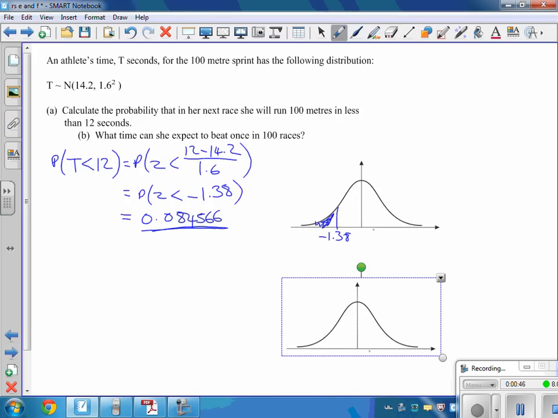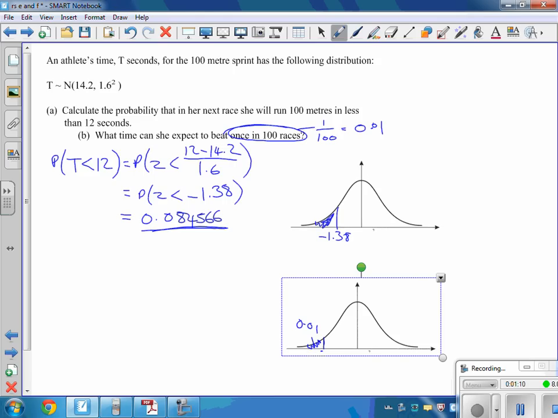What time can she expect to be once in 100 races? Well, once in 100 races, of course, is 1 out of 100, so it's 0.01. So her chance of being all the way down here is going to be just 0.01. Very, very unlikely to beat it. Well, what's this value here going to be?